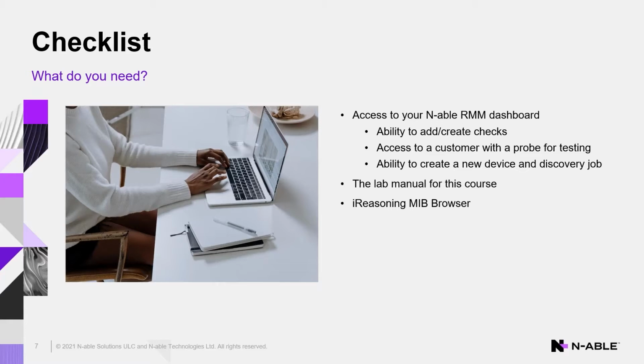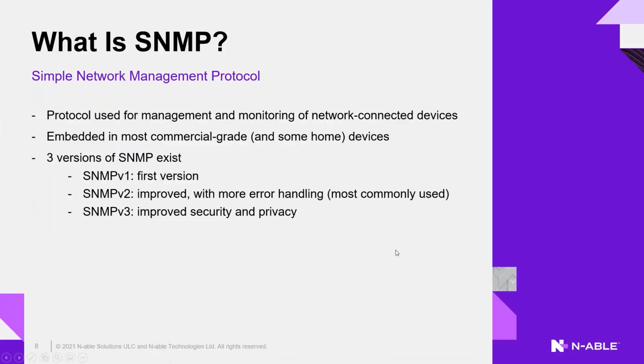So you do need access to your Enable RMM dashboard. You need the ability to add and create checks. That is a permission you need to have on your account. You should also have access to a customer with a probe or with a device for testing that you can add stuff to. You should also have the ability to add new devices and/or discovery jobs if you wish to do so through the course. You should also have the lab manual for this course. It is attached to this GoToWebinar. If you don't have it, let us know. And finally, you should also have a browser. If you don't, don't panic. We'll definitely show you how to get through that. With that, now we can start.